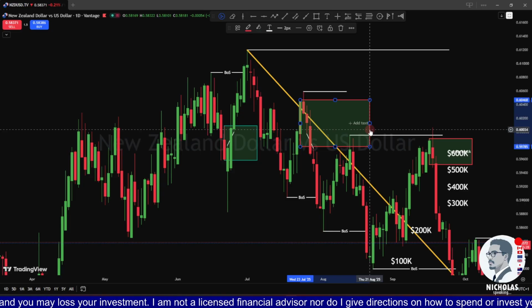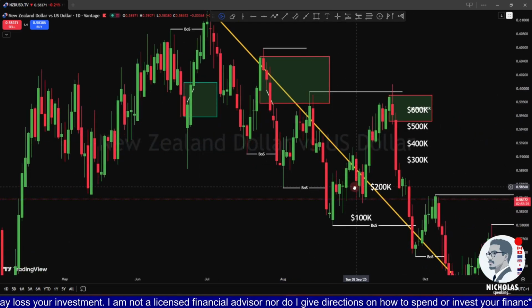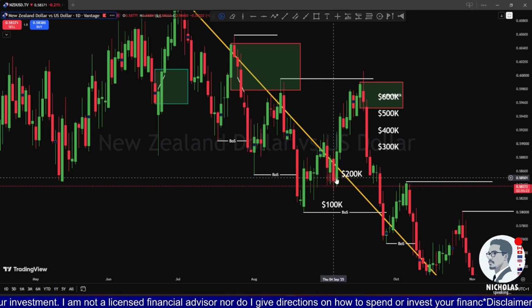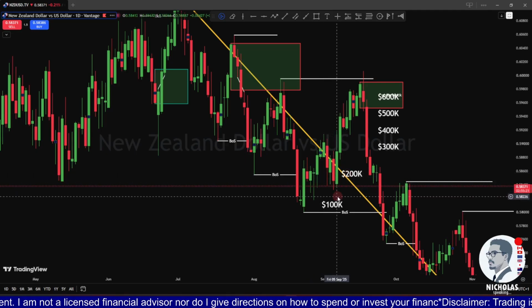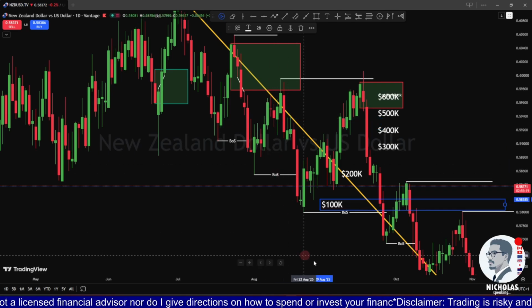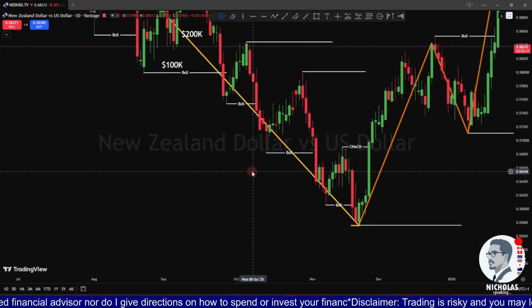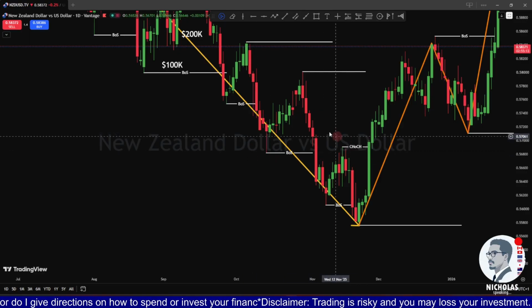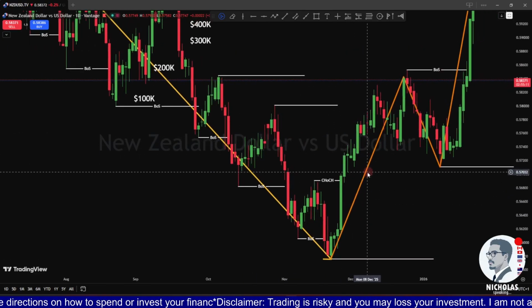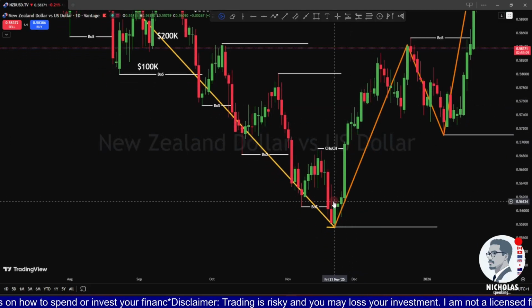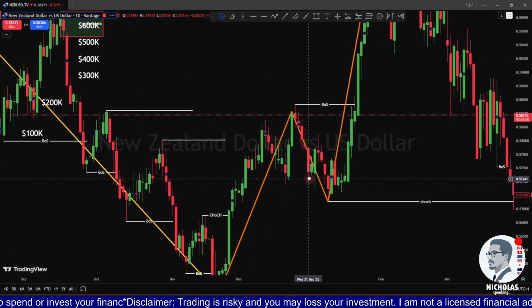This is how you validate that a zone is either a supply zone or not. If it does not lead to a break of structure, it is not a valid zone. Mind you, remember, change of character is also a break of structure. So for example, I'm trying to look for one that does not lead to a supply. Okay, yeah, perfect. I think I have one.